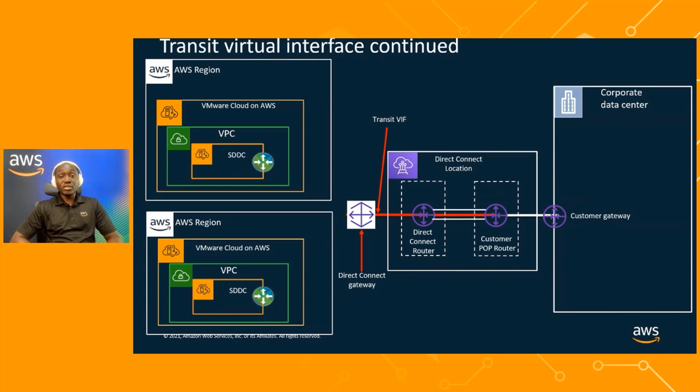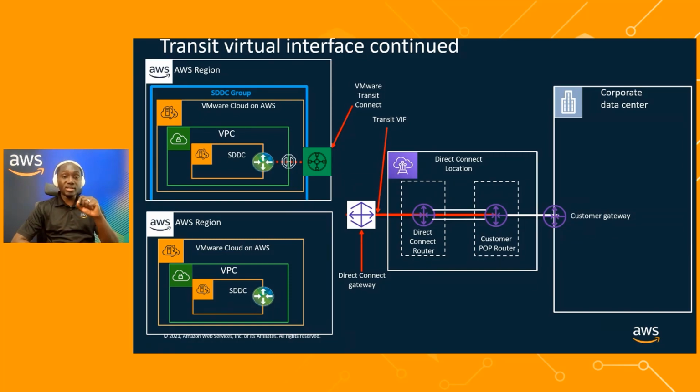You want to use your existing Direct Connect and a Transit virtual interface to reach them. How do we do that? Well, we use the same concept. I spoke about the SDDC grouping. If you have an SDDC group, it initially creates a VMware Transit Connect and attaches an SDDC to it. But now we have given you the capability to also include SDDCs in other regions into the SDDC group, thereby extending the boundaries of the original SDDC group created.